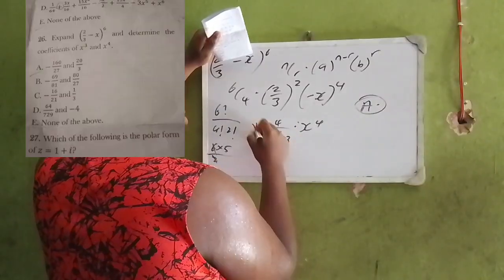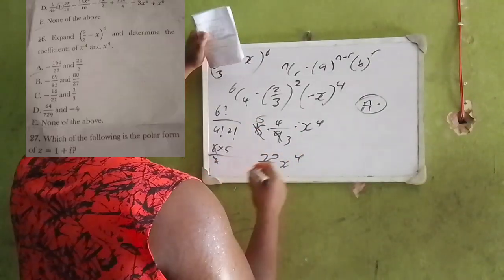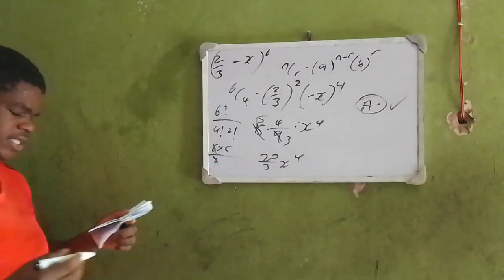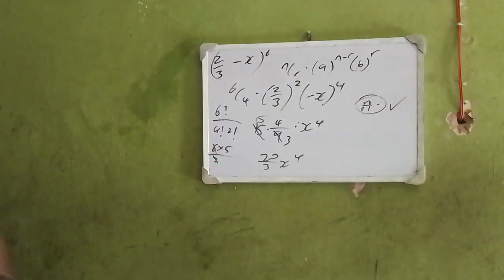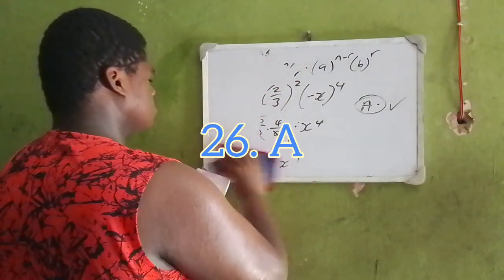15 is divided by 3 and 9 is divided by 3, and 5. So that's 20 divided by 3 x to the power of 4, which still affirms that A is correct because that is the second number that is there. Minus 160 divided by 27 and 20 divided by 3. So the answer for 26 is A.